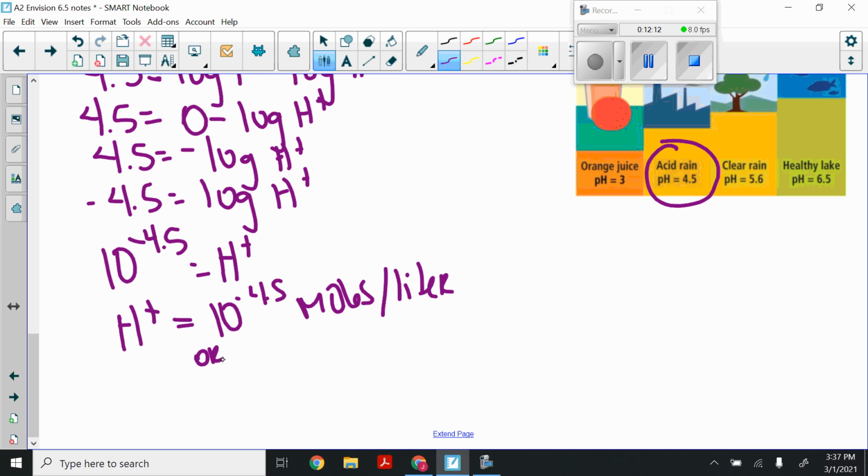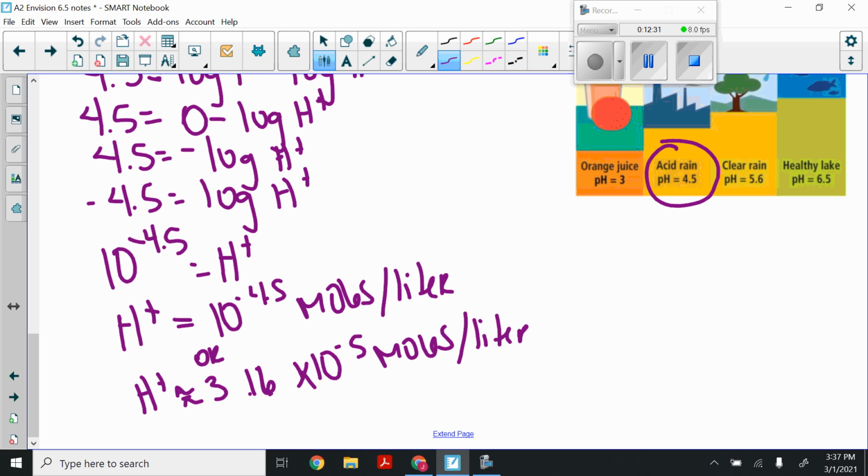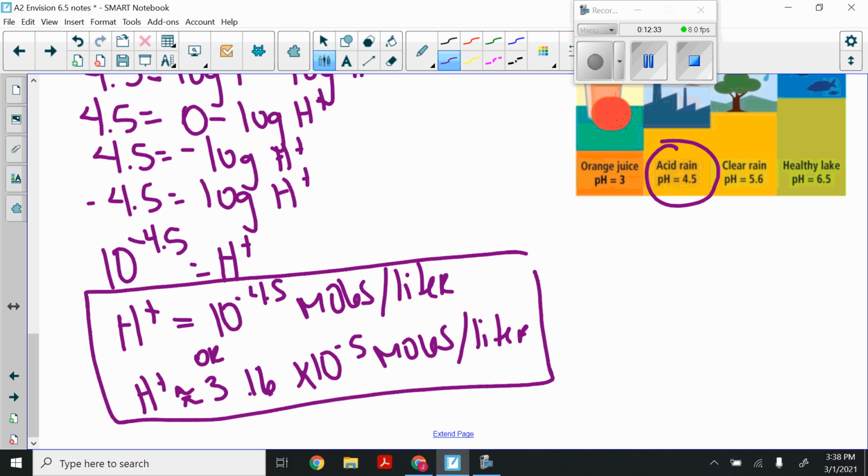Or I could go ahead and work that out and type in 10 to the negative 4.5, and I find out that that is approximately 3.16 times 10 to the negative fifth, again, moles per liter. You just need to recognize that these are both the exact same thing. Okay, let's try that again.